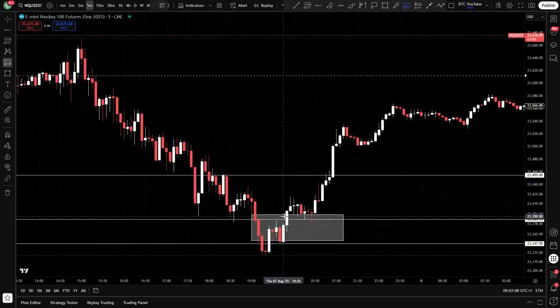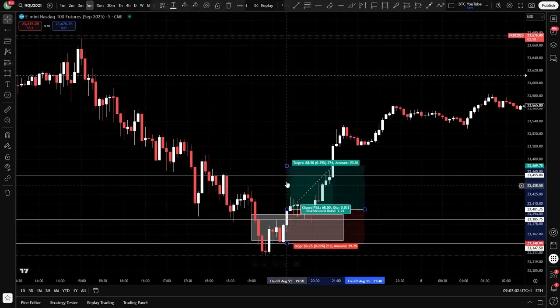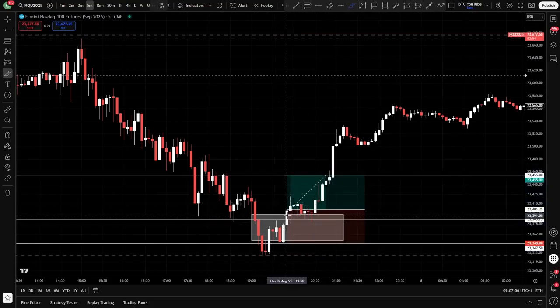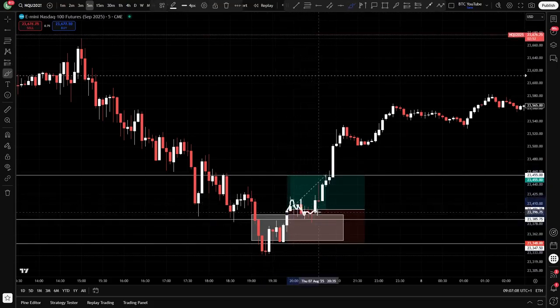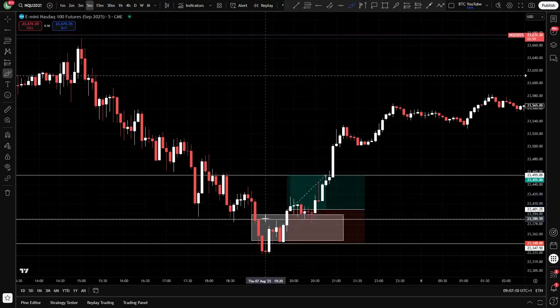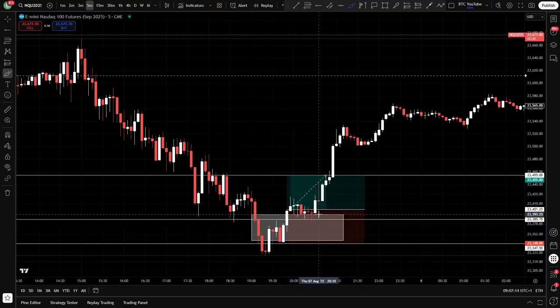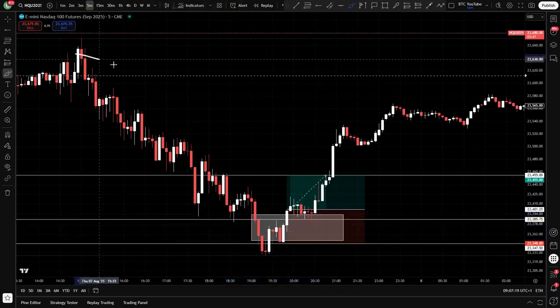We obviously closed above here, so I would have entered, targeting the 1-for-1. This one took a little while to play out. You can see the momentum here wasn't great. It took about half an hour for us to start moving up, but you can see back testing this fair value gap. We never even closed back inside the fair value gap, which I think says a lot about the strength of this area here, especially after such a big drop.